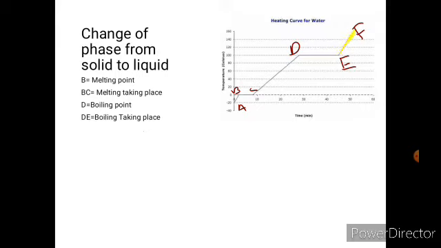It will start changing. Now the point B is known as the melting point, and the point D will be known as the boiling point.